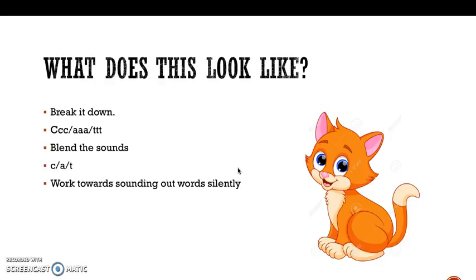And then in your scaffolding of instruction, we started with breaking it down, then you're blending the sounds, and you're going to work towards sounding out the word silently. You're not just going to sit them down and tell them to sound out the word. You have to model each of these steps explicitly and then work up to the more difficult tasks.